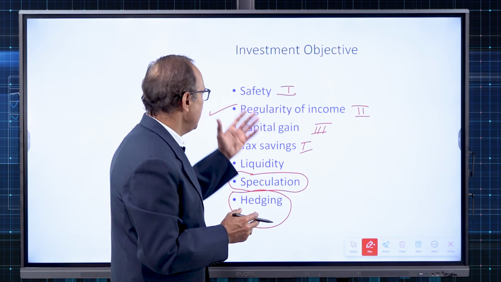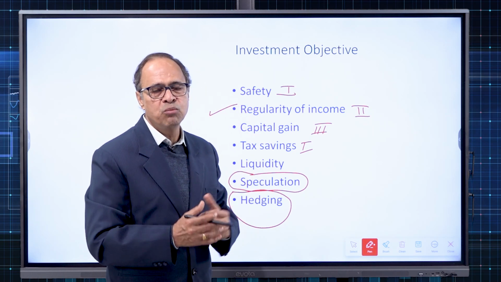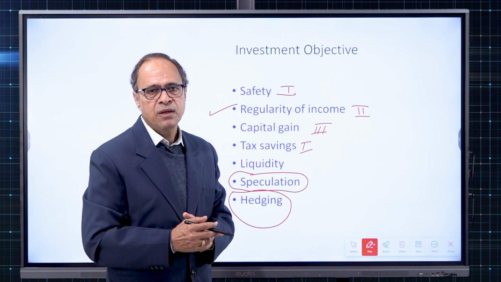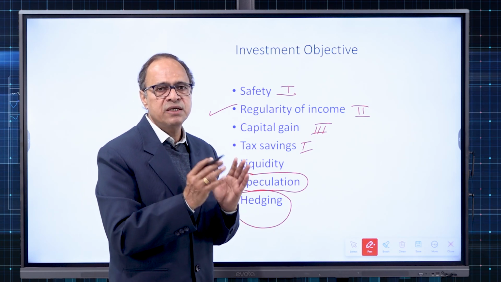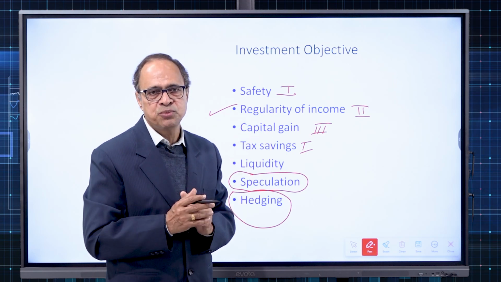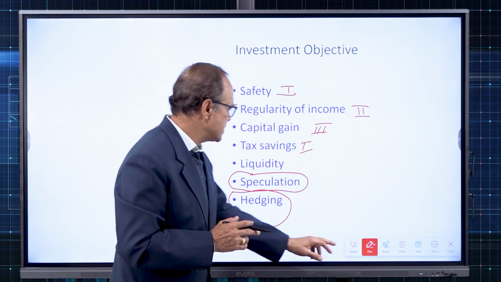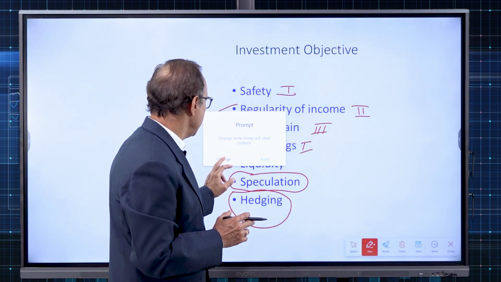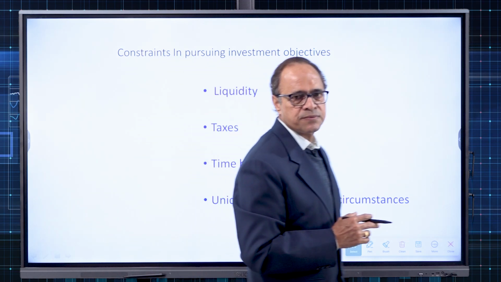So these are the examples of investment objectives. However, one or two more or less might be there. The only point is that before investing your money, decide what your objectives are and what the ranking order of those objectives is. Now, once you have decided the investment objectives, we go for the next part, deciding about the constraints.